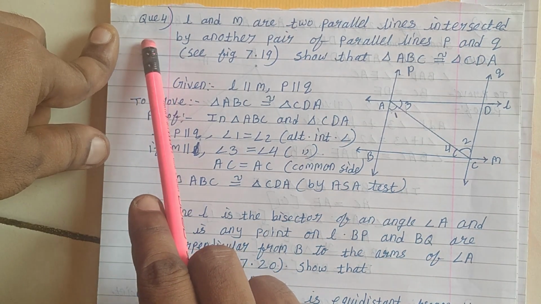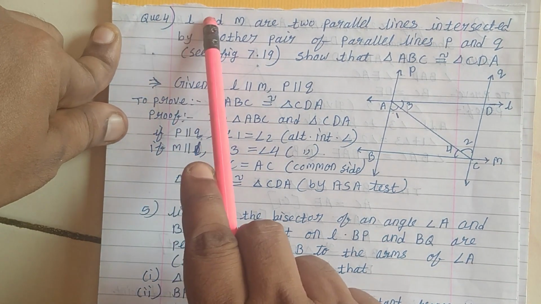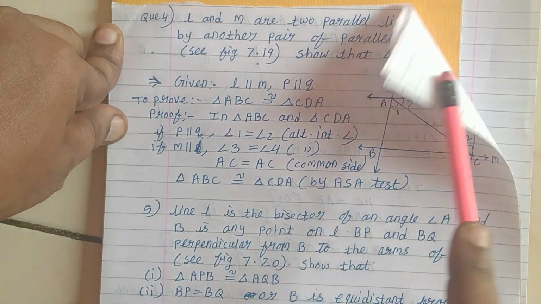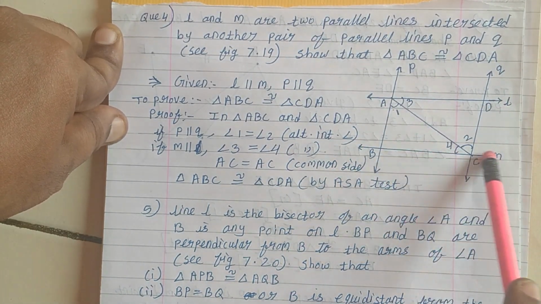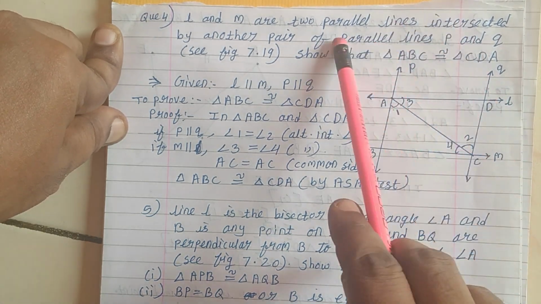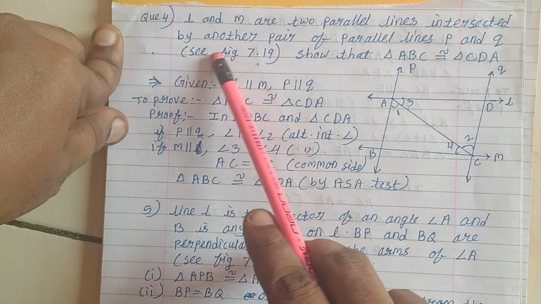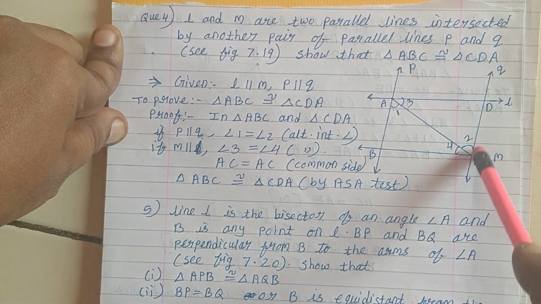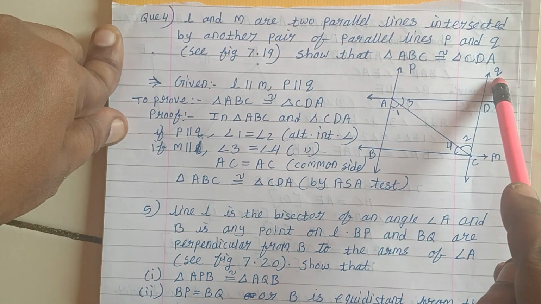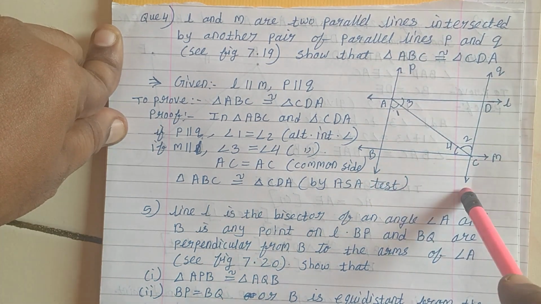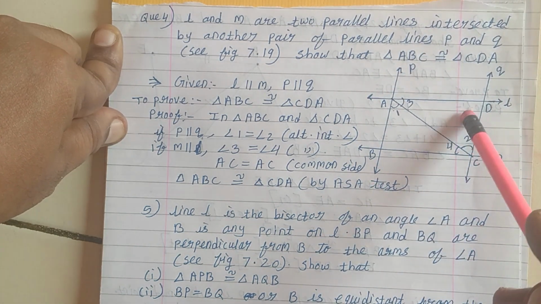So today in our video we will start with question 4. L and M are two parallel lines. You can see here this line is L and this line is M, so they are parallel to each other. They are intersected by another pair of parallel lines P and Q. So L parallel to M and P parallel to Q are the two given conditions.